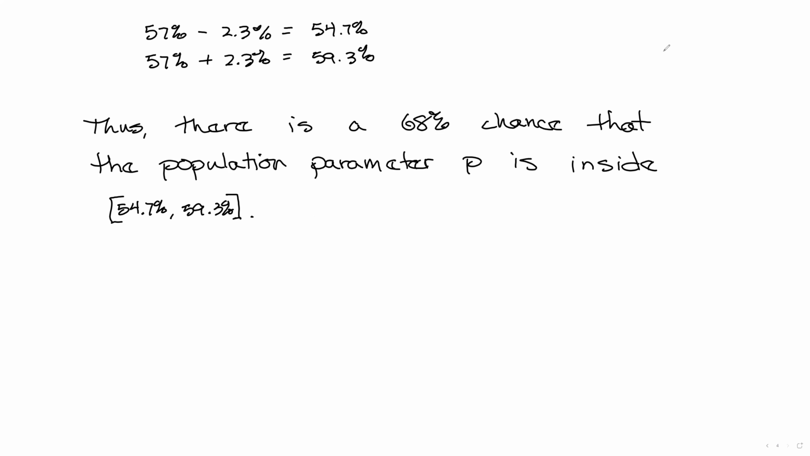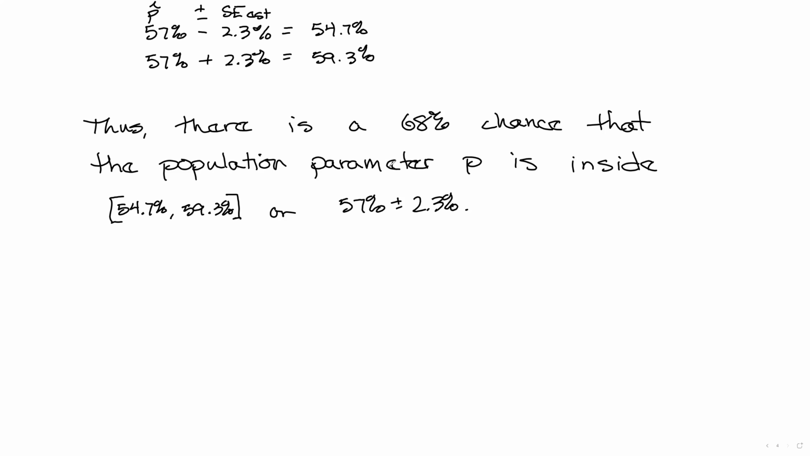And the other way to write this, and it's a little more common, is 57% plus or minus 2.3%. All right. So if you take P hat and do plus or minus the standard error that we're estimating, then you can construct this range of outcomes.